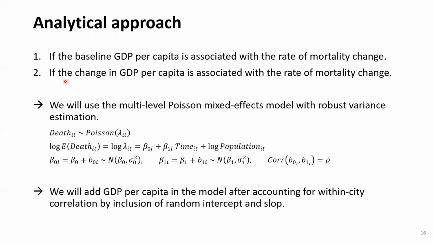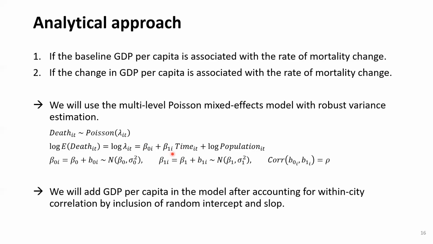And so how to do? Well, we are going to use Poisson model. And if you're interested, of course, we can do negative binomial model and compare. But for today's session, we are going to use Poisson model, multi-level Poisson mixed effects model with robust variance estimation with random slope. Here you see city-specific intercept, so random intercept as well as random slopes.